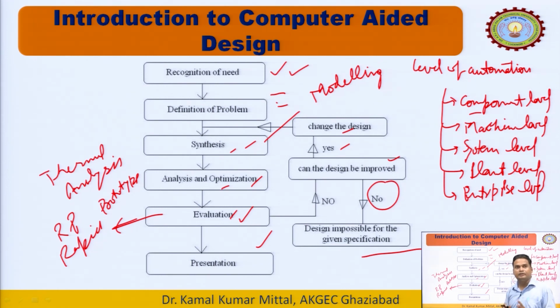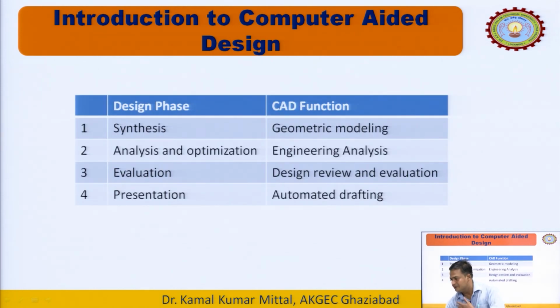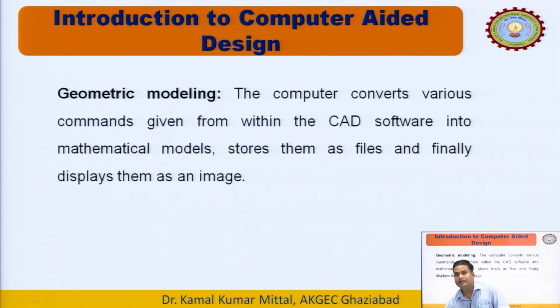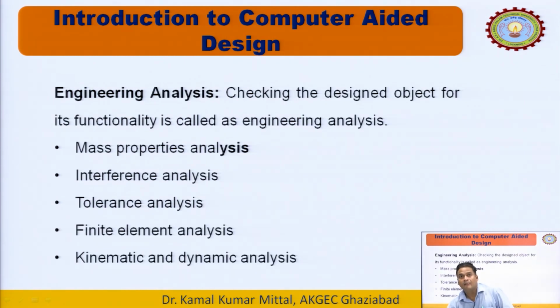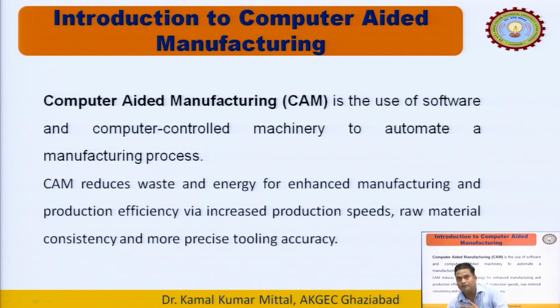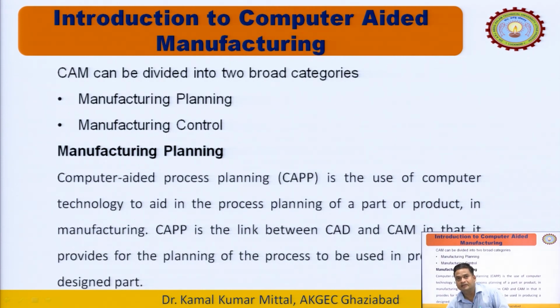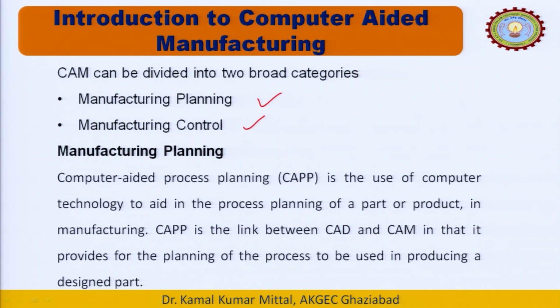So, this is the brief of computer integrated manufacturing, and in the coming slides or lectures we will discuss the design phases, CAD functions, then geometric modeling in detail, then some classification of geometric modeling. There are 4 types of classification, 2 dimensional, 3 dimensional. Then these are the different analysis parts that we can do. Then computer aided manufacturing that we will discuss in the coming slides. Then there are 2 parts, manufacturing planning and manufacturing control, but we can take an example and we can easily understand.